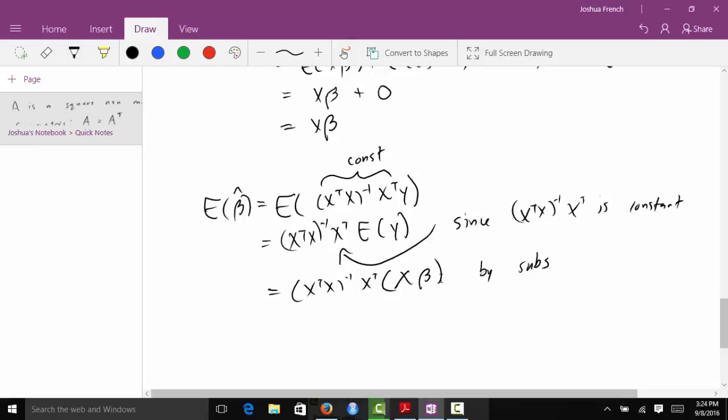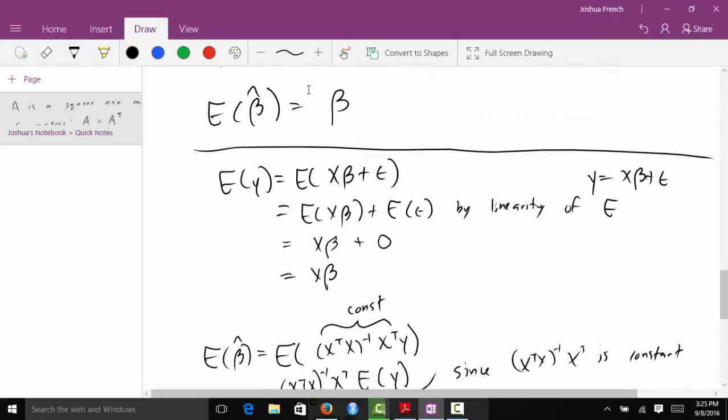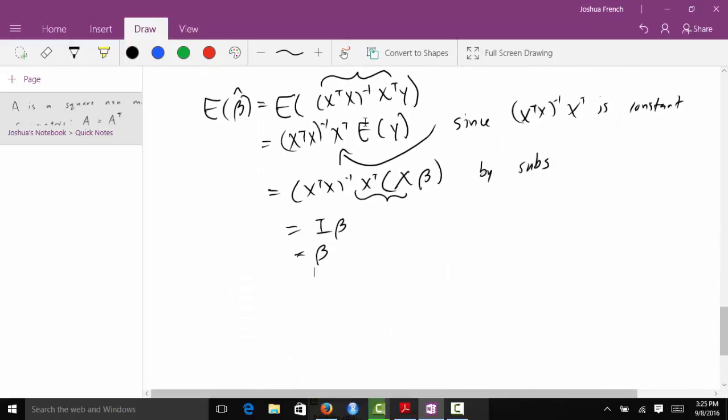But now you can see that we have x transpose x inverse, and then we also have an x transpose x inverse. So those cancel each other out. We get the identity matrix, and the identity matrix times the beta vector is going to be beta. And so we have in fact shown that the expected value of beta hat is equal to beta. So we have shown that beta hat is an unbiased estimator of beta. So we have completed our task.